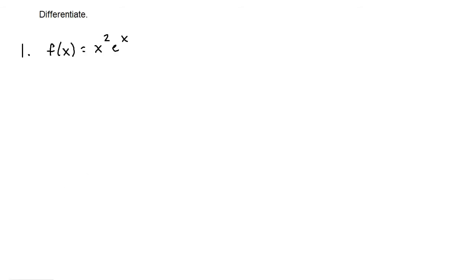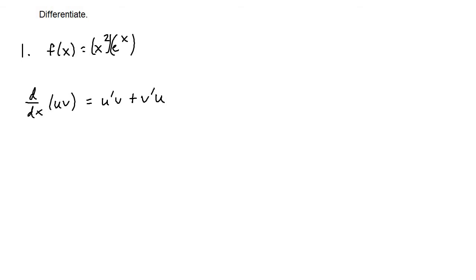So for number one, we have f of x equals x squared times e to the x. So notice we do have two functions being multiplied by each other, so we have to use the product rule. So once again, the product rule, we have two functions u and v being multiplied by each other, and then we use the formula u prime v plus v prime u.